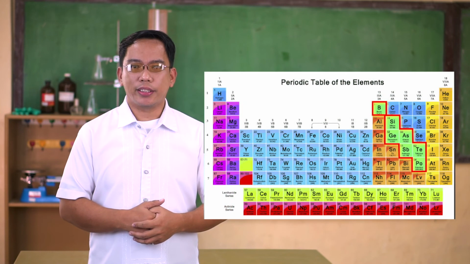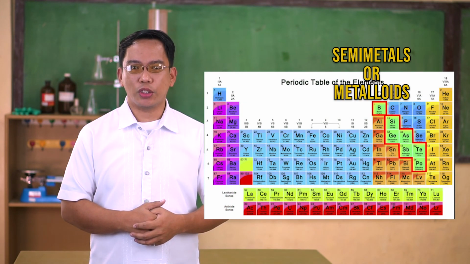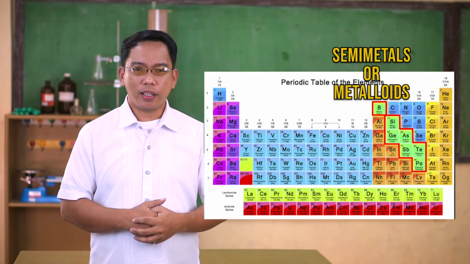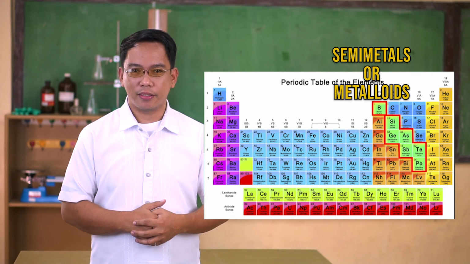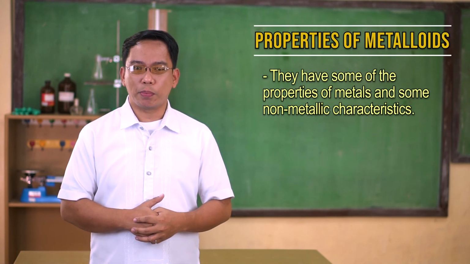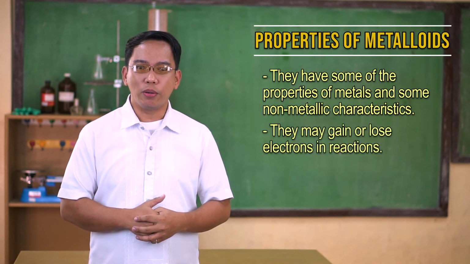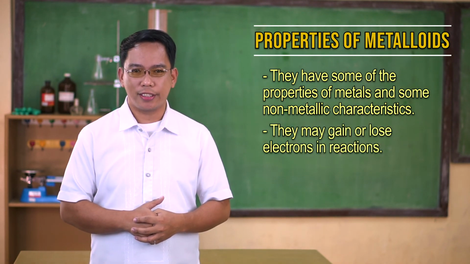The elements along the stair-step line are the semi-metals or metalloids. Semi-metals have the appearance and some properties of a metal but behave like a nonmetal in certain instances. Metalloids have some of the properties of metals and some non-metallic characteristics and may gain or lose electrons in reactions.